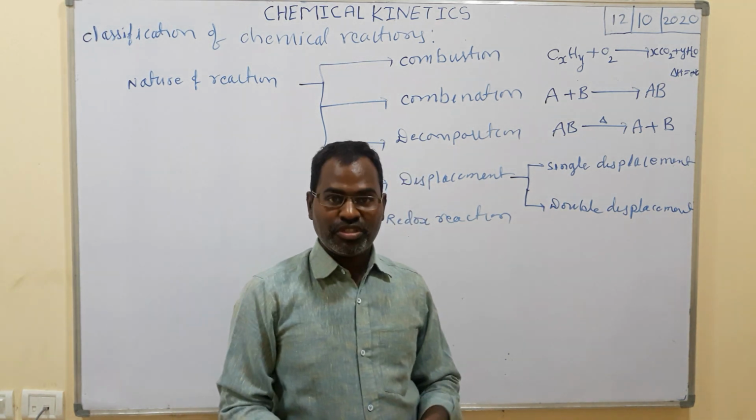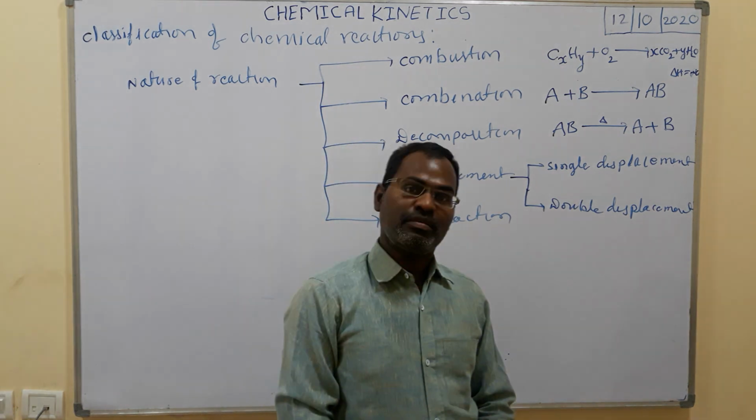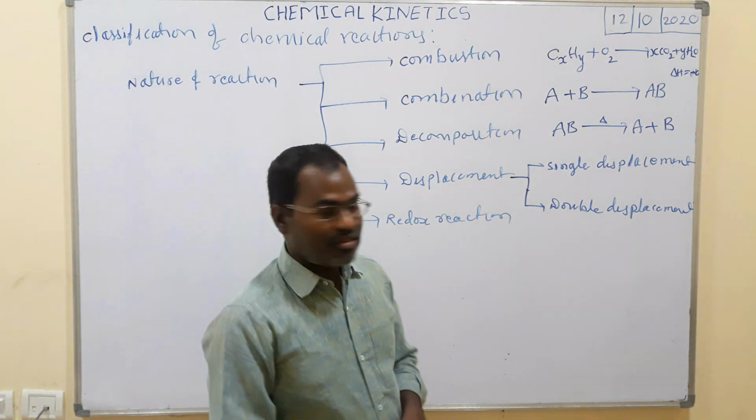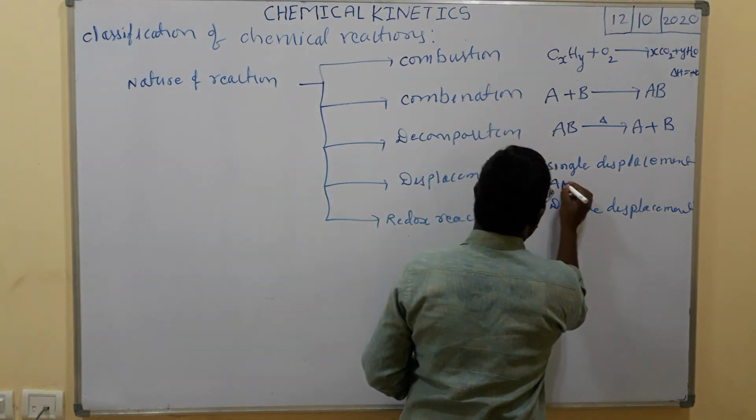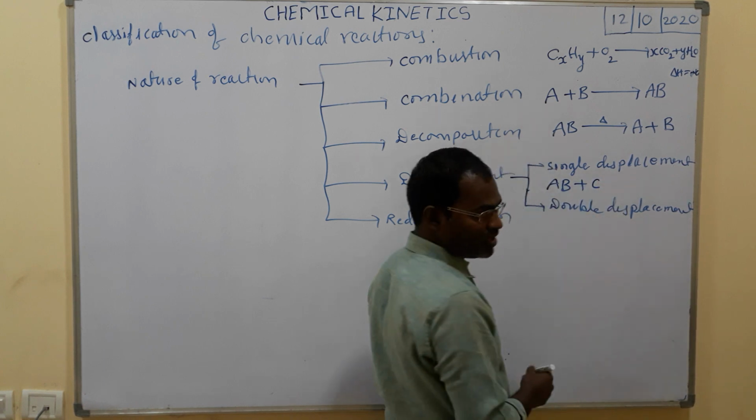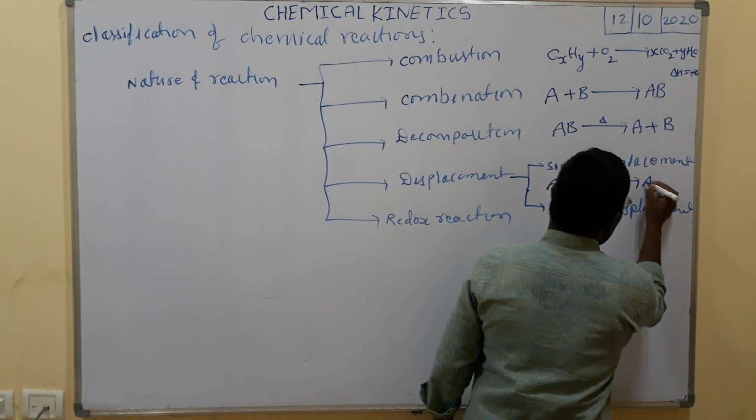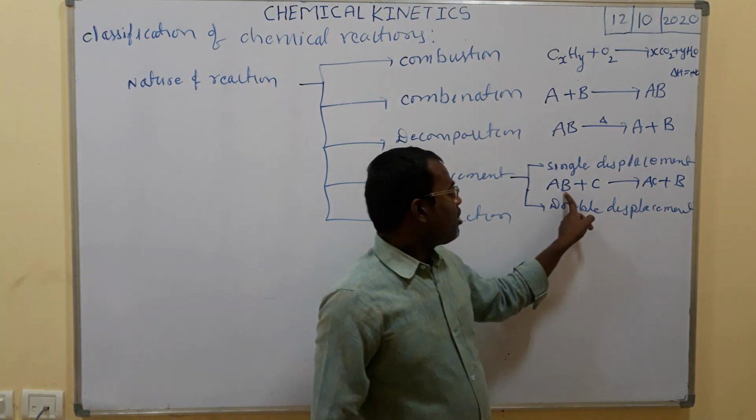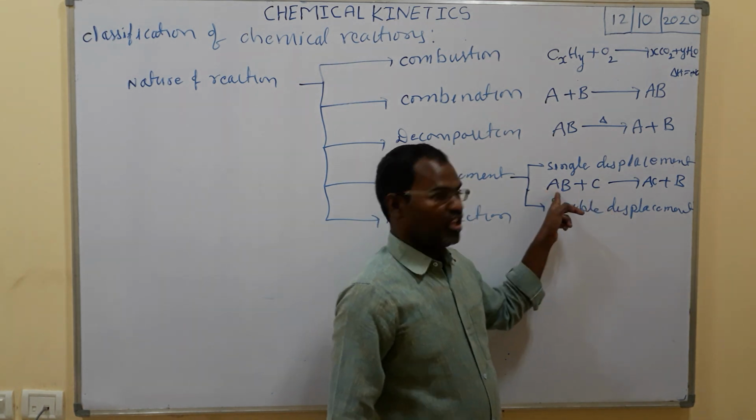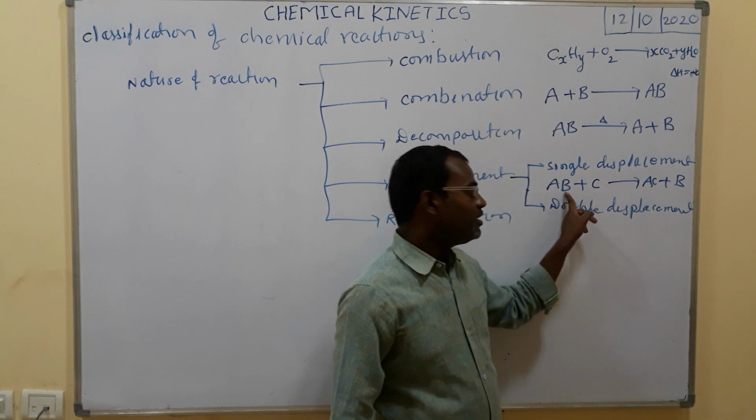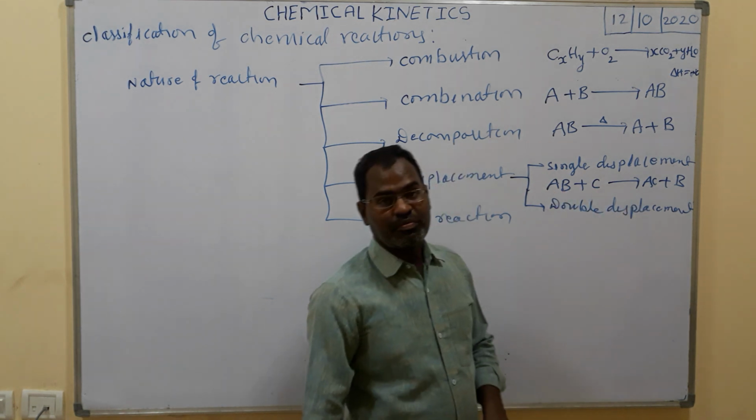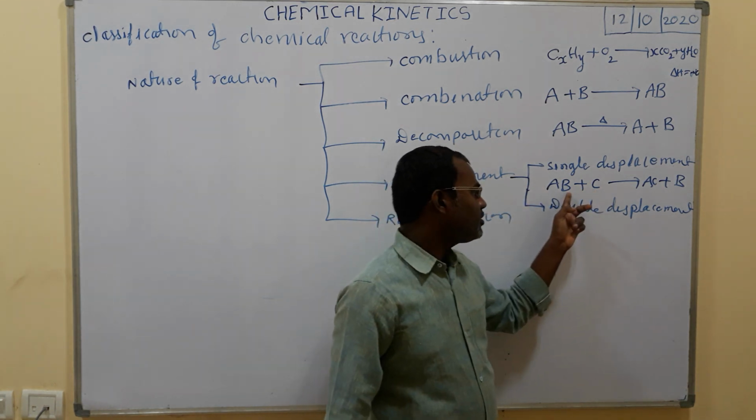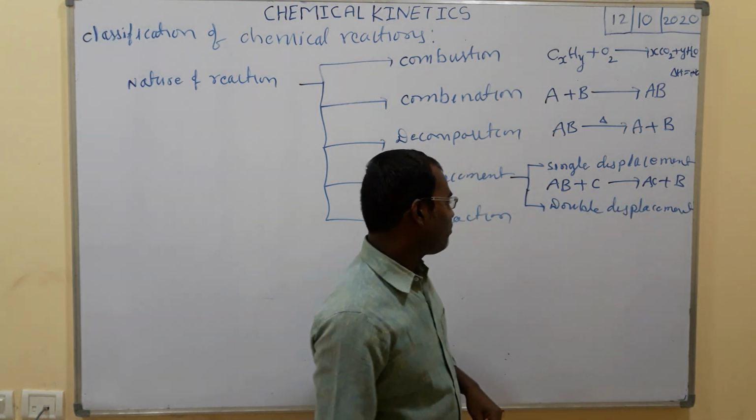The chemical reactions in which one substituent is replaced by another substituent are called displacement reactions or substitution reactions. For example, take AB. If AB combines with C, we get AC plus B. Here B is coming out from the reactant and C is combining, so C is displacing B. That's why it is called a substitution or displacement reaction, and here it displaces one substituent, hence it is a single displacement reaction.